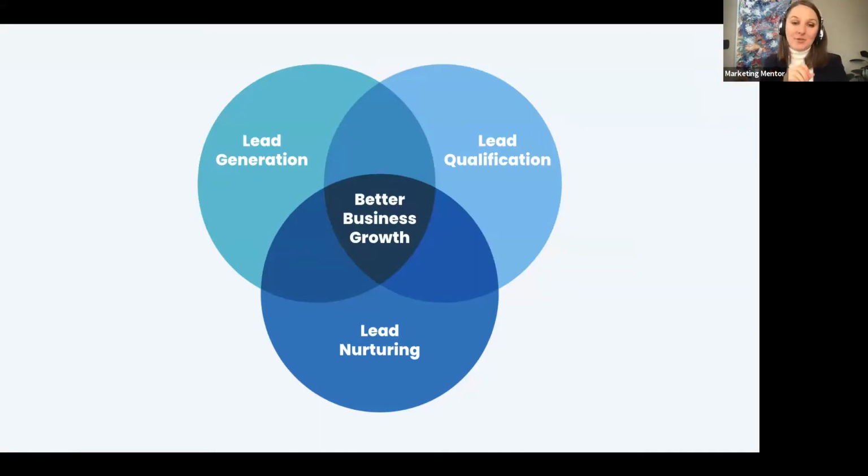Then the third piece is lead nurturing. So this is for those leads that need more time and information. How do we stay in touch with them? How do you stay top of mind? How do you demonstrate your authority so that they become more sales ready, so that when they're ready to hop on a consultation, they're ready to go?